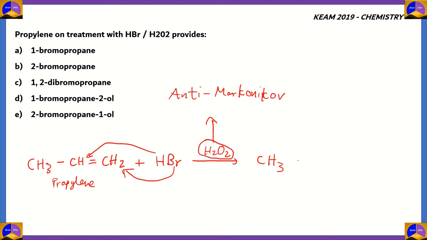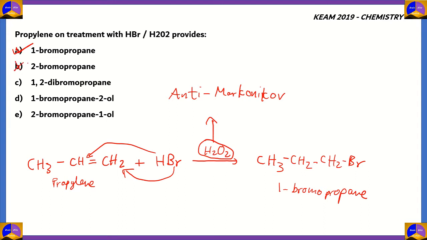So what we get is CH3, CH2, CH2Br. So bromine is present at the edge of this chemical compound. So it'll be 1-bromo, and since we have 3 carbon atoms with single bonds between them, it'll be a propane. So 1-bromopropane is our correct answer.